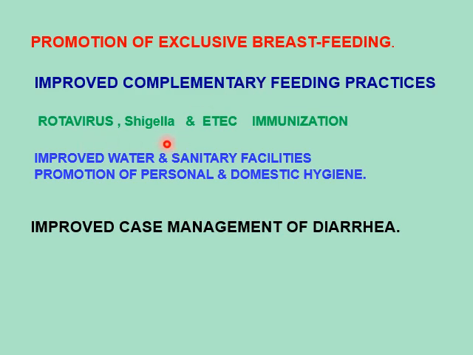Rotavirus, shigella, and enterotoxigenic E. coli immunization, so you can prevent them. In our country, usually we use rotavirus vaccination. Improved water and sanitary facilities, promotion of personal and domestic hygiene. Safe water supply is very important, very essential in preventing diarrheal disease. Improved case management of diarrhea is very essential to prevent spread of disease to others, especially those in contact with this child.